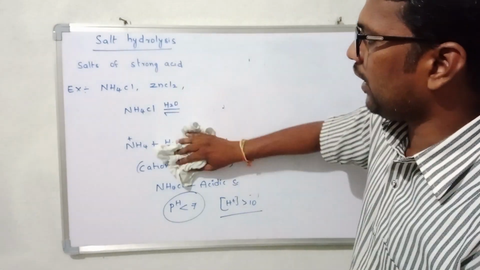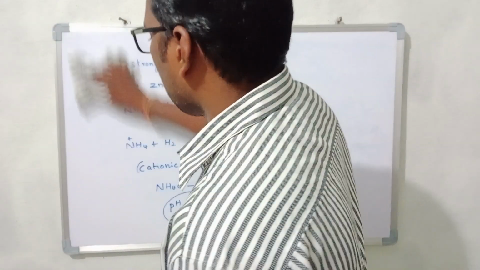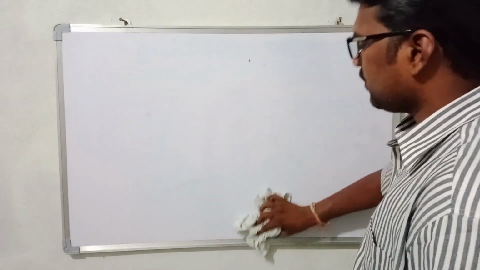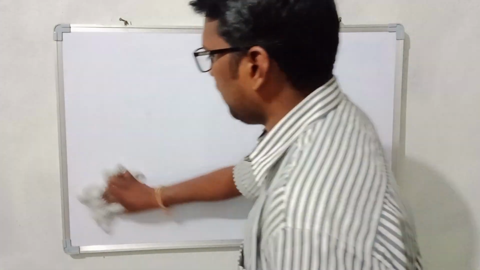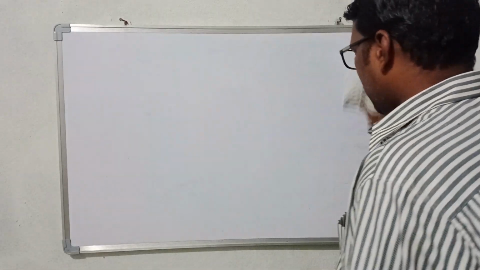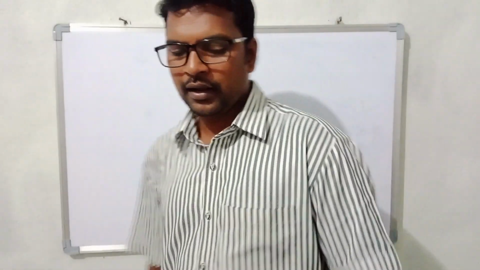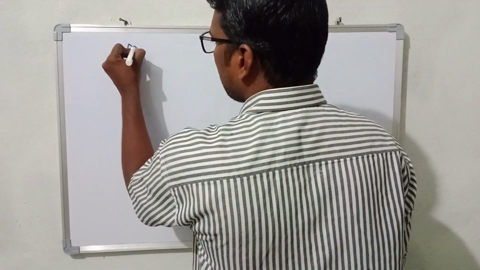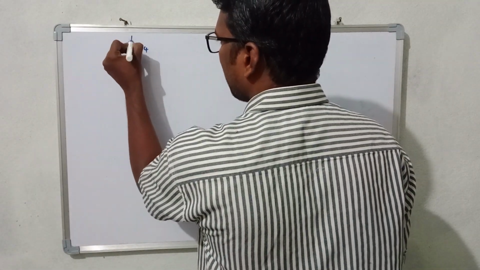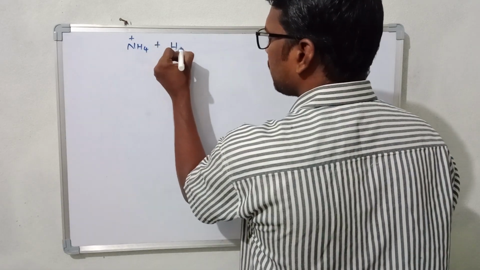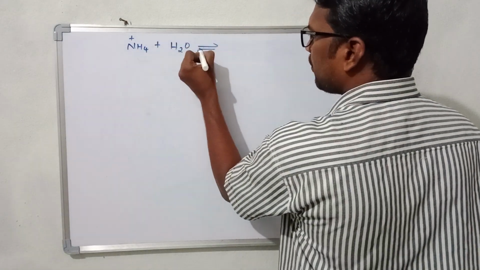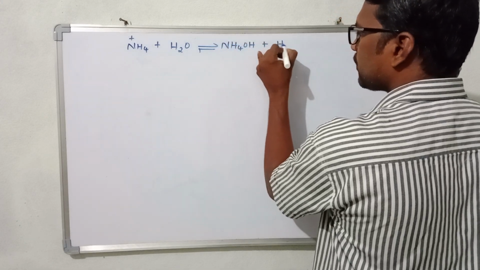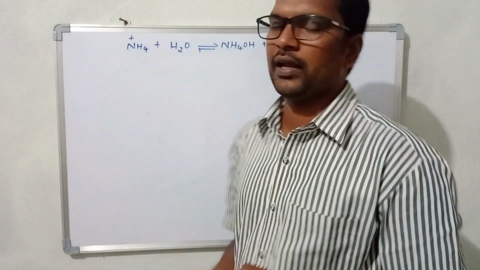Whenever we take a salt of strong acid and weak base, cationic hydrolysis takes place, and in this more H+ ions are present. That's why it has acidic nature. So it is an example of an acidic salt. Right. Now we see. If you take this NH4+ cationic hydrolysis, on reaction with water it is formed as NH4OH plus H+. Now by taking concentration, we can explain.